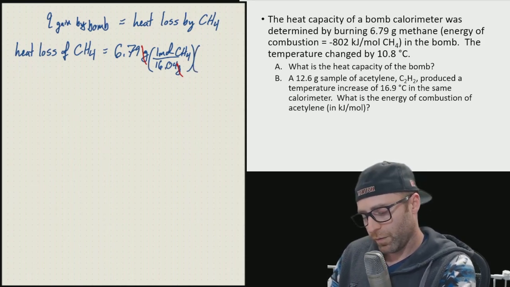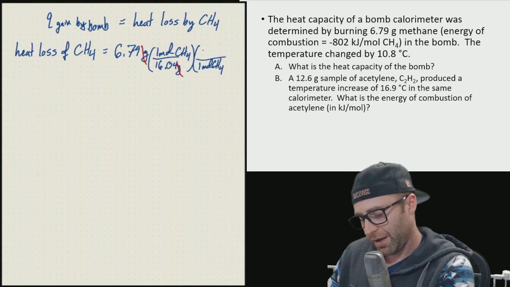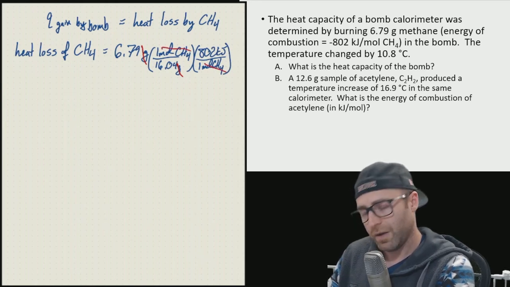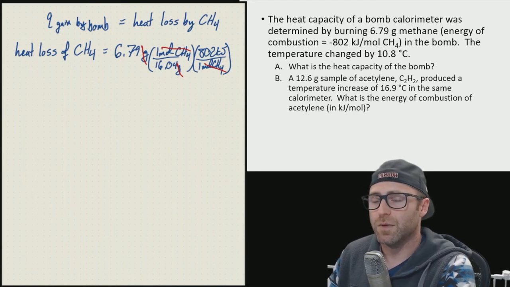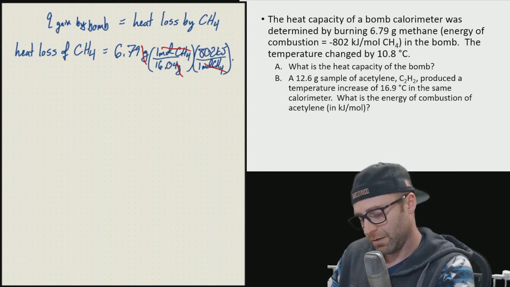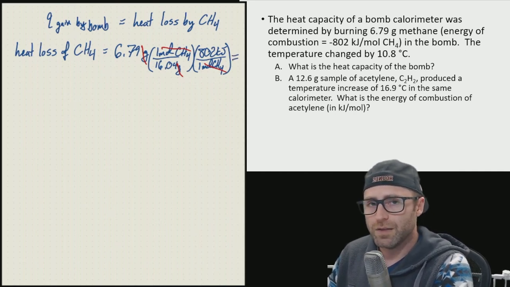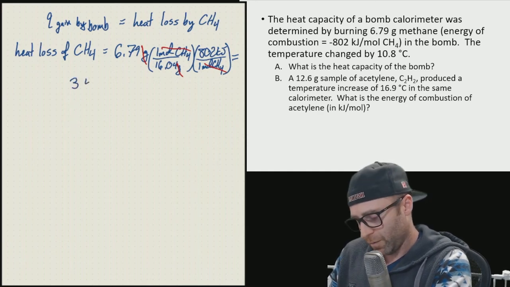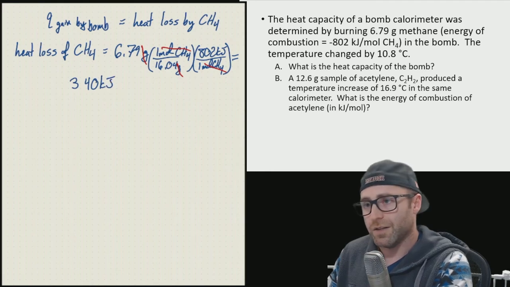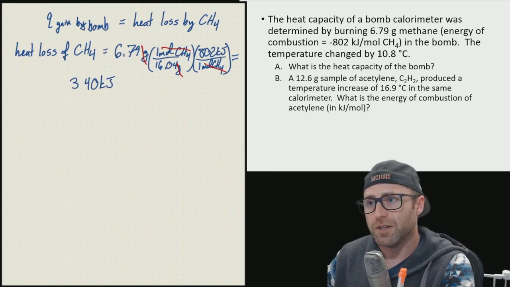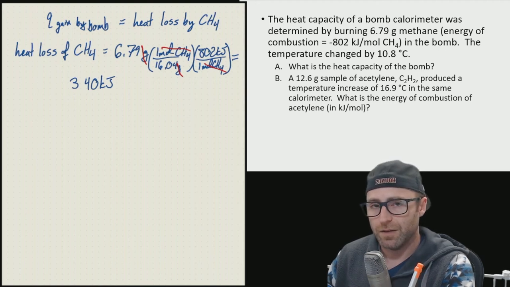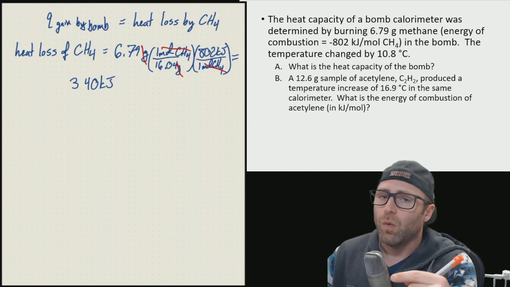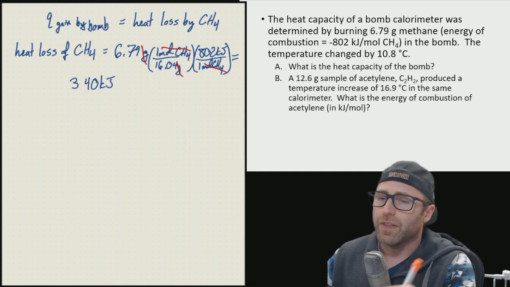So for every 1 mole of methane that gets combusted, we said that it's going to be 802 kilojoules of energy released. Cancel out units. Moles of methane cancel. And now we're left in energy, specifically the amount of energy that gets released by combusting that much methane. So now if we pause, we're going to find that 340 kilojoules of energy were released by the combustion of 6.79 grams of methane. That's useful. Why is that useful? Because it allows us to solve for the heat capacity of the bomb.